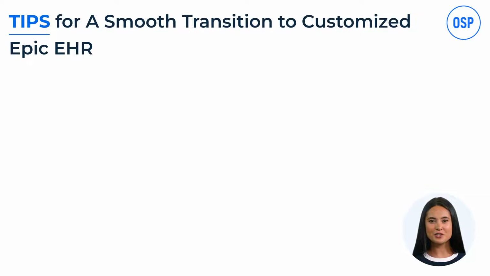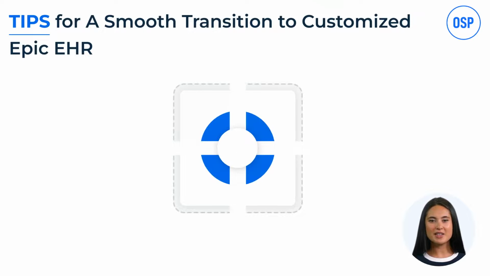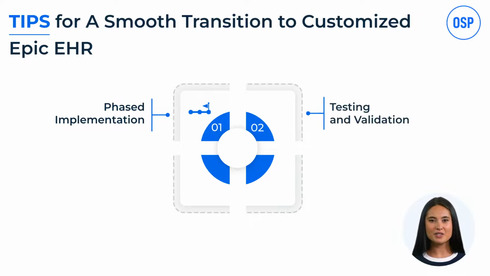Now that you know the factors, it's time to share some tips for a smooth transition of data from legacy to customized EpicEHR. Tip 1 is phased implementation. This means with the help of an experienced team of migration experts, stakeholders have to plan a phased approach to minimize disruptions in migration. Tip 2 is testing and validation, which is all about rigorous testing before and after migration.